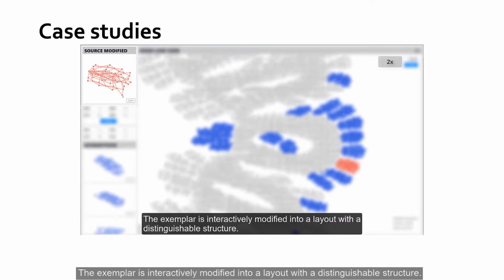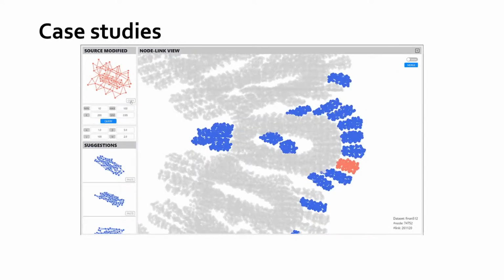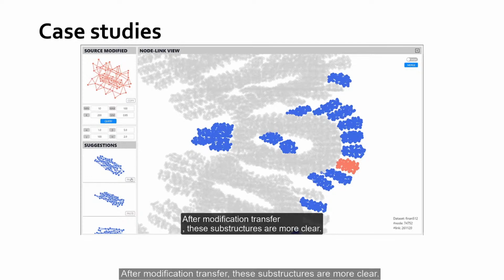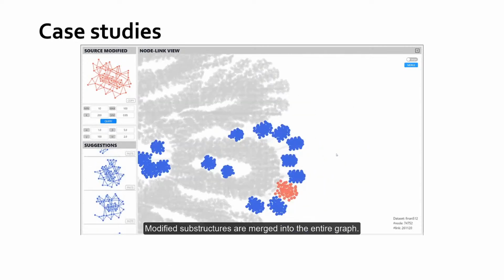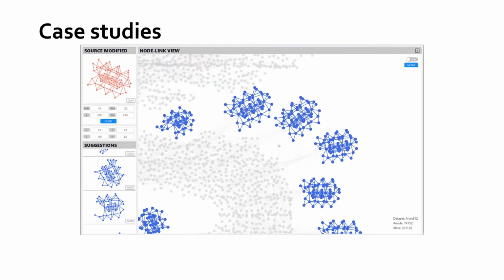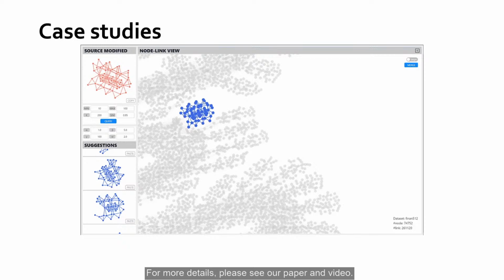The exemplar is interactively modified into a layout with a distinguishable structure. After modification transfer, these substructures are more clear. Modified substructures are merged into the entire graph. For more details, please see our paper and video.